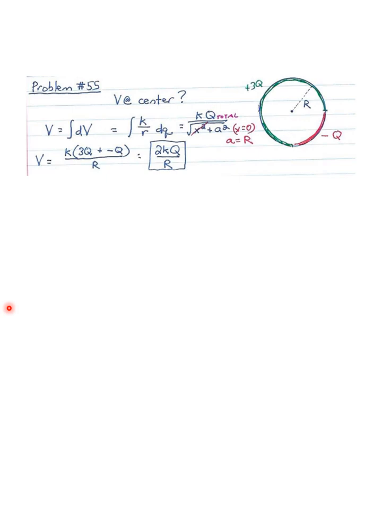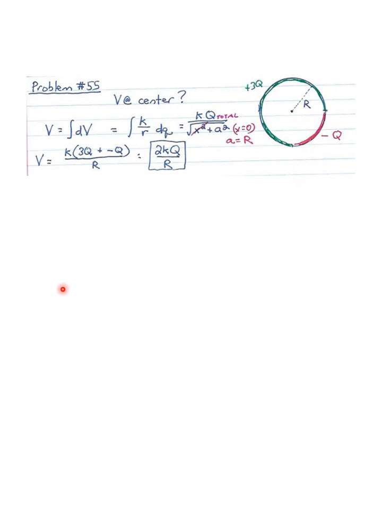Let's take a look at problem number 55 in the back of the chapter. It says a thin ring of radius r carries a charge 3q distributed uniformly over 3/4 of its circumference. And you can see that in the picture, the green area. And negative q over the rest. Find the potential at the ring's center. So, it looks kind of complicated maybe. So 3q over here and negative q there.